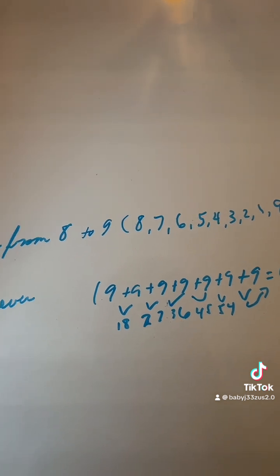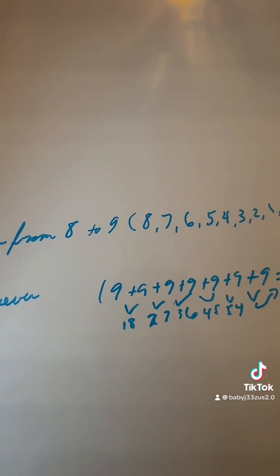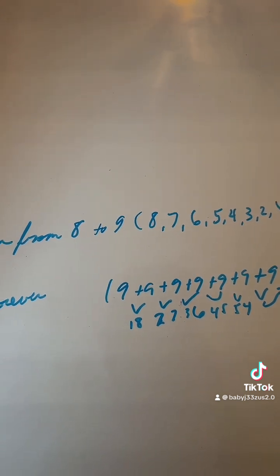You just add on. 8 plus 8 is 16. 1 plus 6 is 7. And you'll just keep doing that forever.